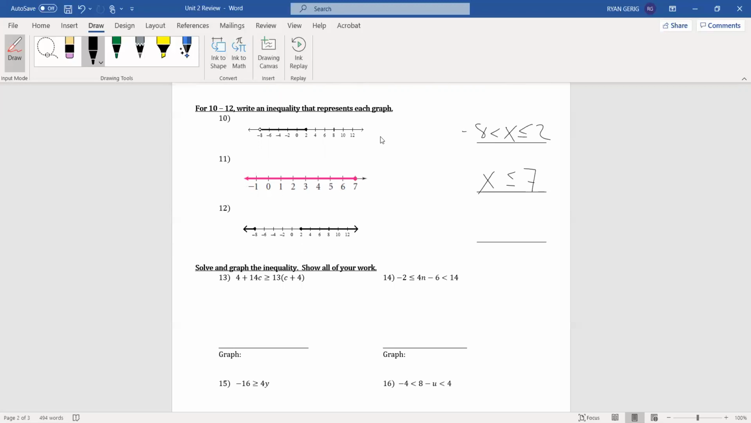And then number 12 is an OR, so I'm going to go ahead and put the word OR in there. Don't forget that. If you don't have the word OR, it's not going to be completely right. So the number is less than negative 8, so x is less than or equal to negative 8. It's a filled-in circle, so equal to. Second one is x is greater than or equal to 2. Okay. We'll go ahead and stop this video now, and if you want to keep going on something later, watch the next video.